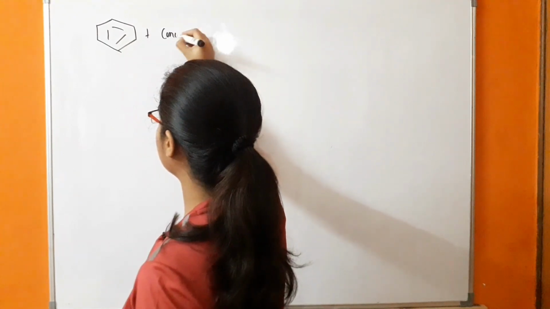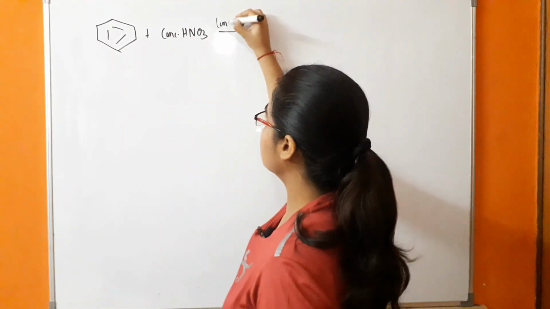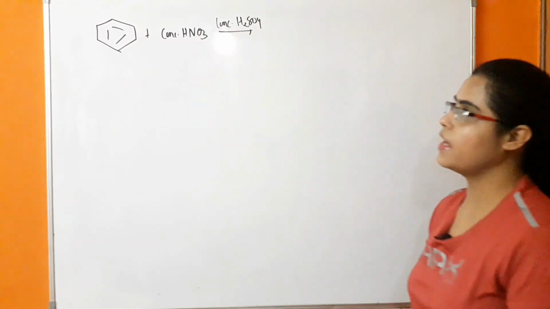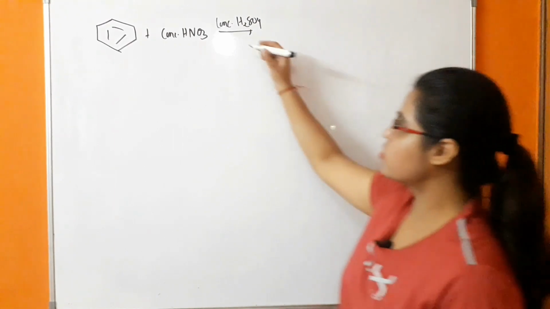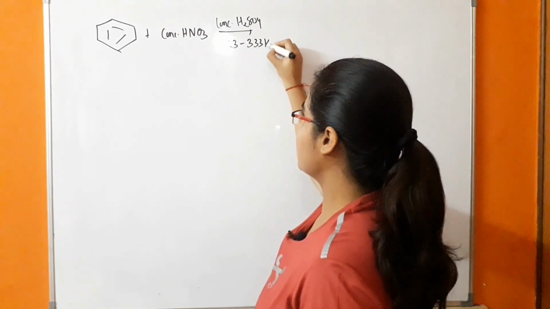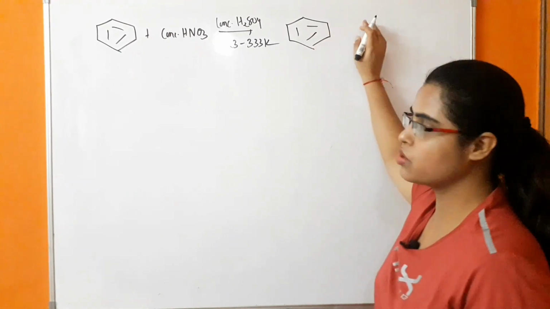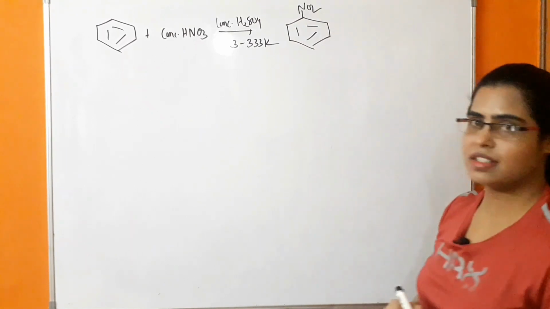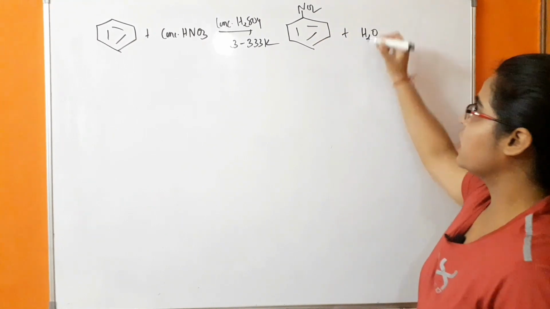In the presence of concentrated HNO3 and concentrated H2SO4, the mixture of concentrated HNO3 and concentrated H2SO4 is known as the nitrating mixture. So this reaction is occurring at a temperature of 323 to 333 Kelvin. So there is a formation, it means substitution is taking place. One hydrogen of the benzene is replaced by NO2. So there is formation of nitrobenzene taking place, and removal of H2O is taking place.